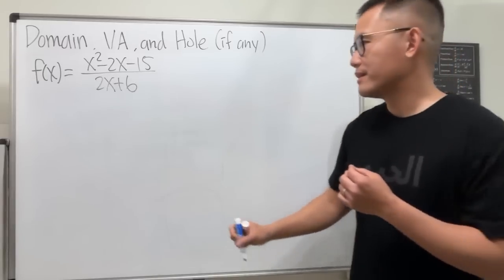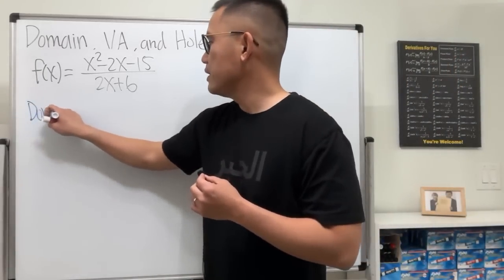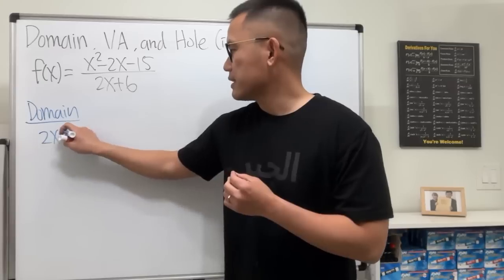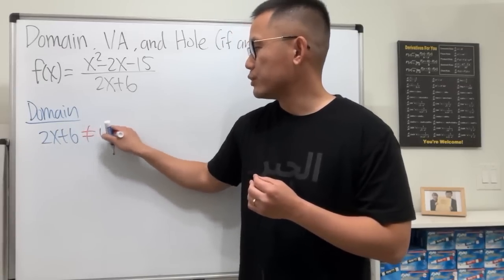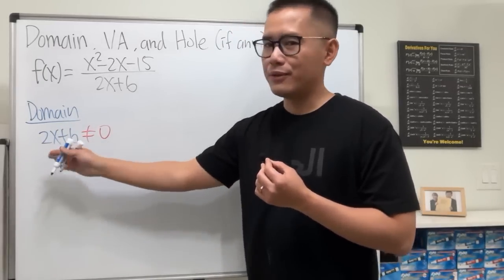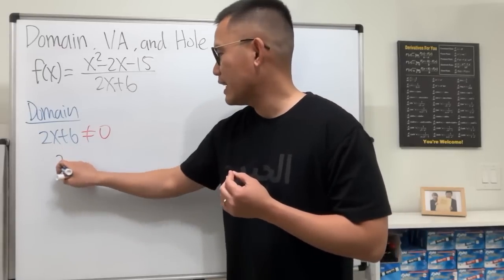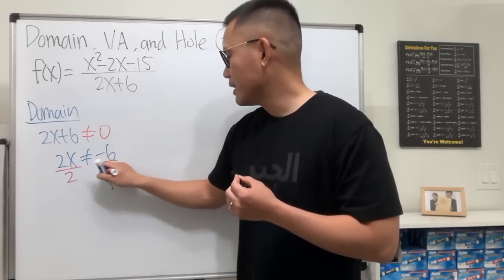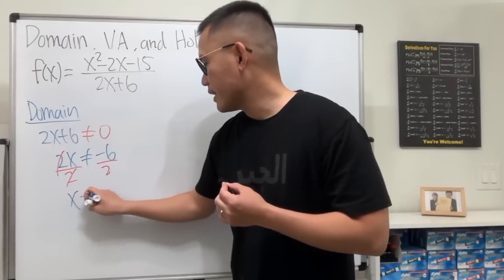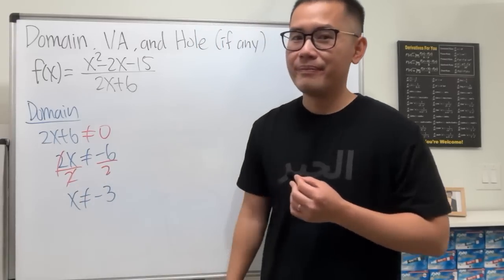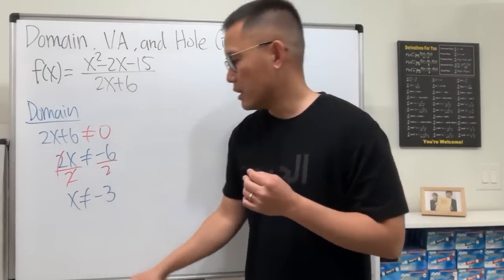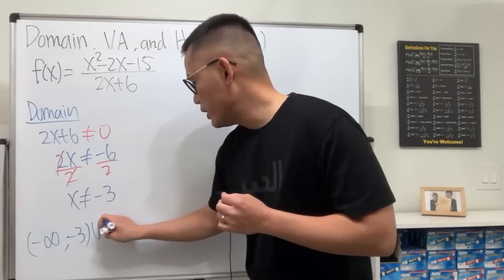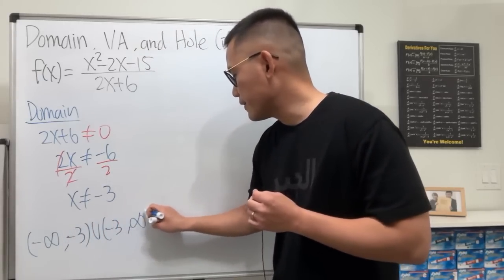All right, next one. Right away, find the domain. Right here, 2x plus 6 cannot be equal to 0. And you don't have to factor, you can just move the 6 to the other side. Becomes -6, and then divide the 2 to both sides. So x cannot be -3. So it's just one bad number here. So we go from -infinity up to -3, union -3 to infinity.